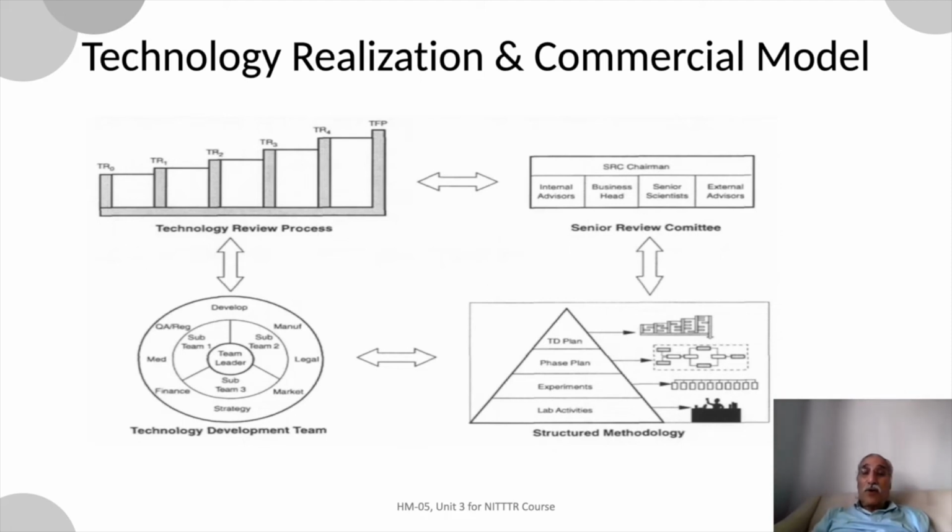So there is a review board which consists of people who understand the market, the technology, and the business, who are senior scientists, and whom sometimes we involve external advisors. So we start trying to develop a structured methodology where the lab activities through experiments are converted into a phase plan of manufacture, and then the technology development plan is drawn. At every stage of technology review, we have this expert team operating on the particular outcomes that are defined by the technology development team. So this is how the technology realization commercial model happens.